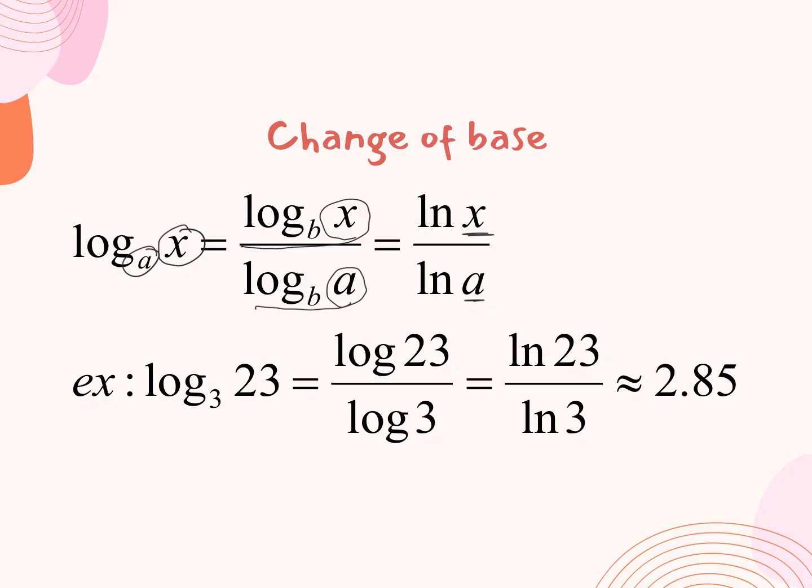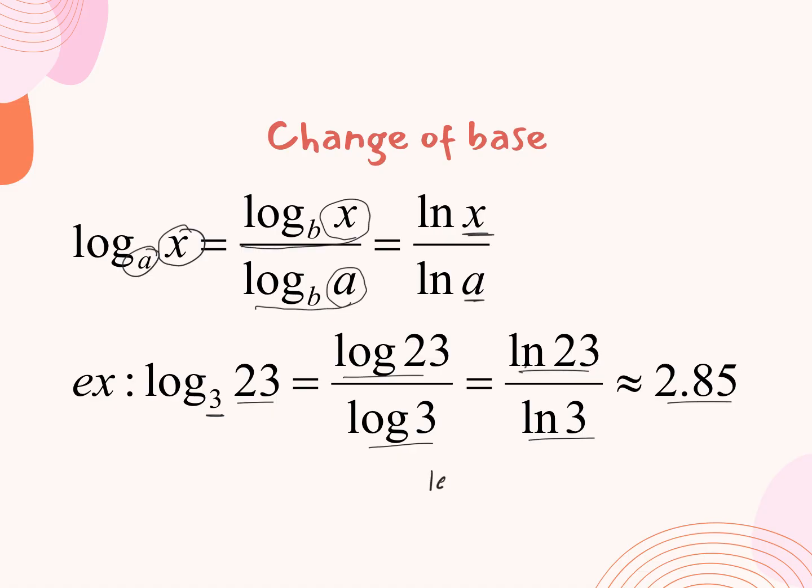So for example, I can't raise 3 to a whole number, an integer, or anything to get 23 as an answer. It's going to be a strange decimal. So we can use change of base and say that this is the same as log of 23 over log of 3. And that's the same as ln of 23 over ln of 3.